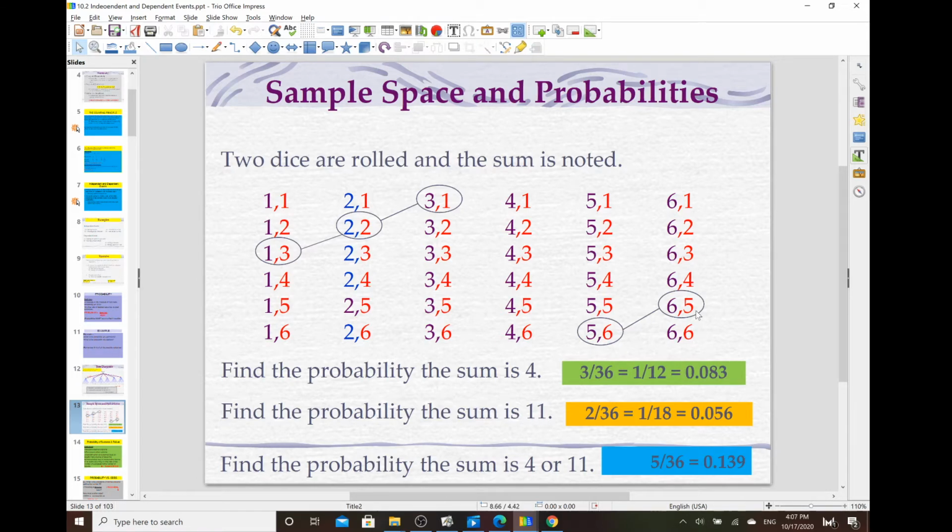Find the probability that the sum is 11. We only have 6 plus 5 and 5 plus 6. So 2 out of 36, which is 1 over 18, so 0.056. And find the probability that the sum is 4 or 11. Basically, you just want to combine those two probabilities. So 3 over 36 plus 2 over 36 is 5 over 36. So it's 0.139.